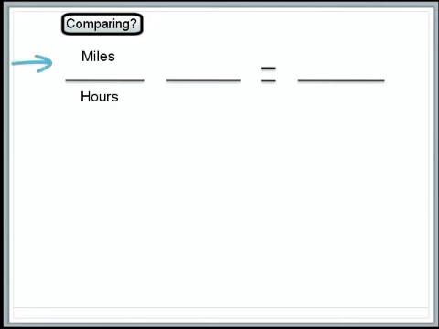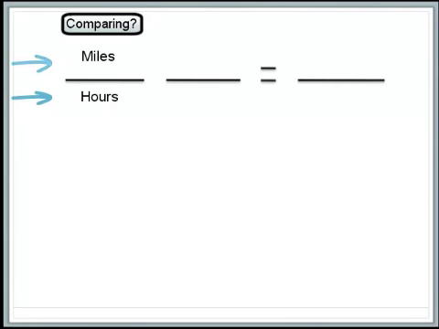The first thing you want to do when you have a ratio is to set up a proportion grid like this. On the first line, I'm going to write what I'm comparing. In our case, we're comparing miles and hours. So I'll write miles on the top of the first line and hours on the bottom. I want to write the words so my ratios are organized. On the top, I'll write all my miles, and on the bottom, all of my hours.